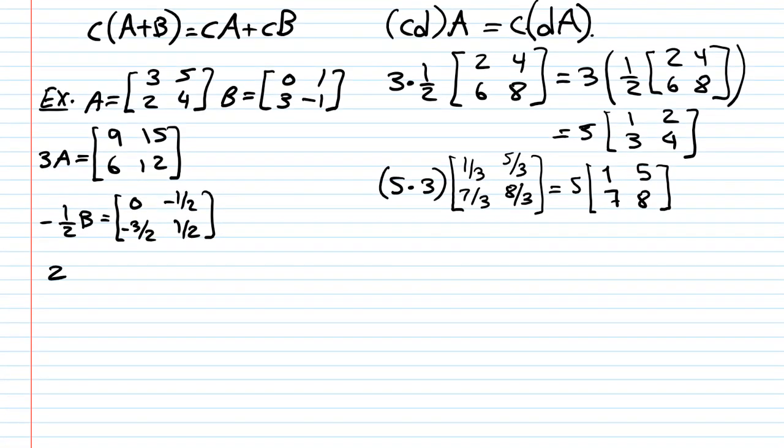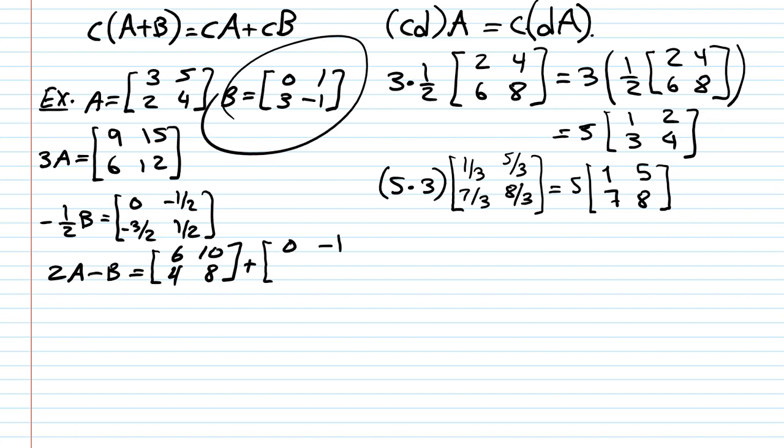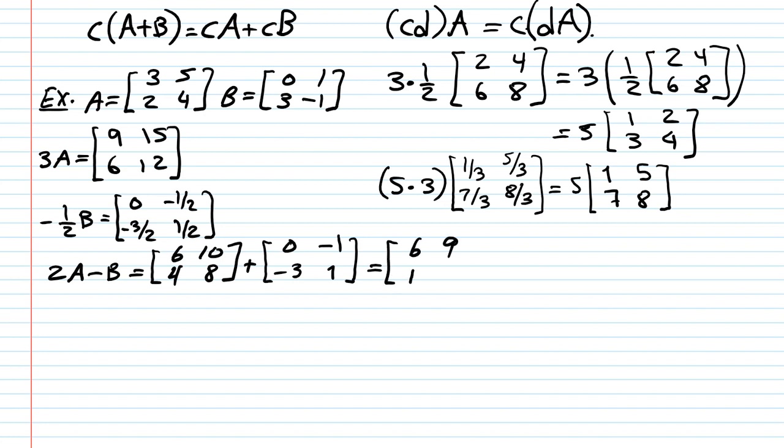What if I want to do 2A minus B? Well, twice A, double up on the elements, so I get 6, 10, 4, 8. That's 2A, and then I'm going to subtract B. Remember, we do addition with opposites, so I'm going to add the negative of B, which is 0, -1, -3, 1. Now we add the corresponding elements, and that will make it 6, 9, 1, 9.